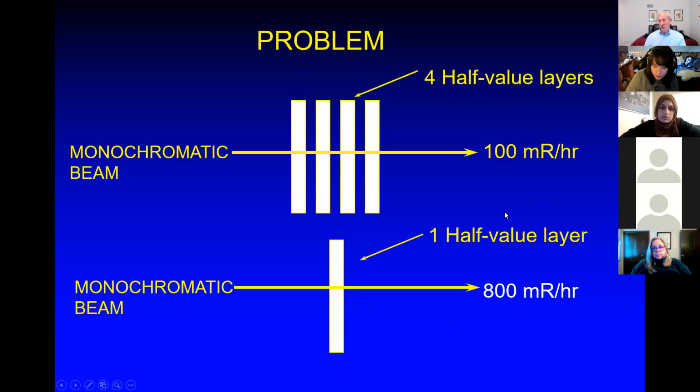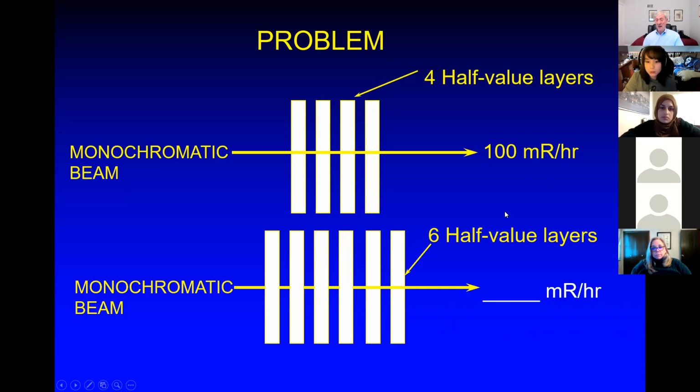Now, how about the reverse? We had 4. Let's put in 2 more. Now, you know the reading is going to go down. We put in 2 more half-value layers. The reading is going to go down. What does it go down to? Would it be 25? Good. It's going to go from 100. One layer takes it to 50. The next layer takes it to 25. It's 1/2 to the n. 0.5 to the power of 2 is 0.25 times 100 is 25.